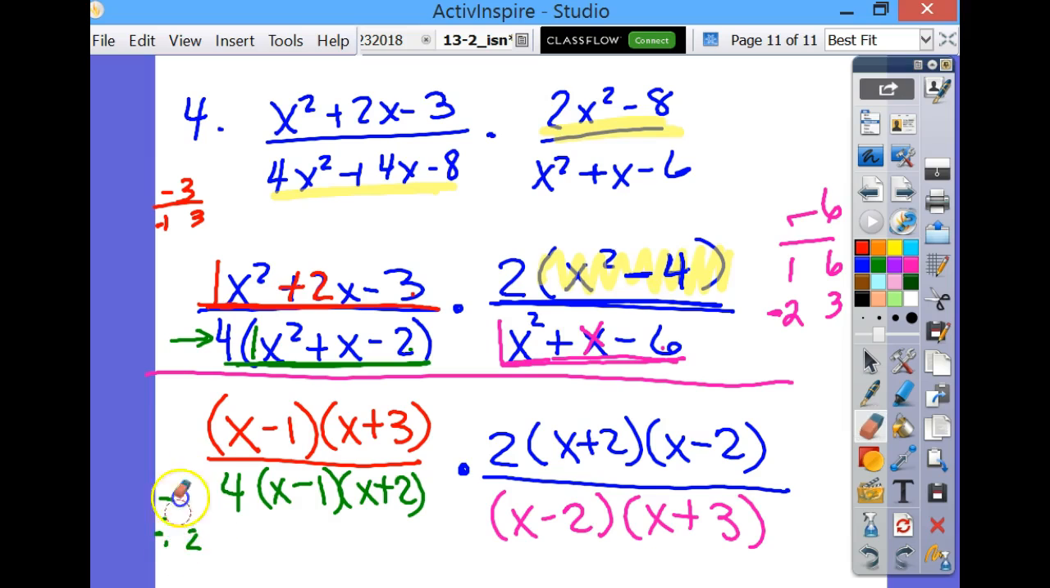What will cancel out? My canceling pencil, let's see. An x minus 1 cancels an x minus 1. X plus 3 cancels an x plus 3. An x plus 2 cancels an x plus 2. X minus 2, x minus 2. And so all of that cancels out to 2 over 4. But what is 2 over 4 equal to? So all of that cancels out and reduces to 1/2.